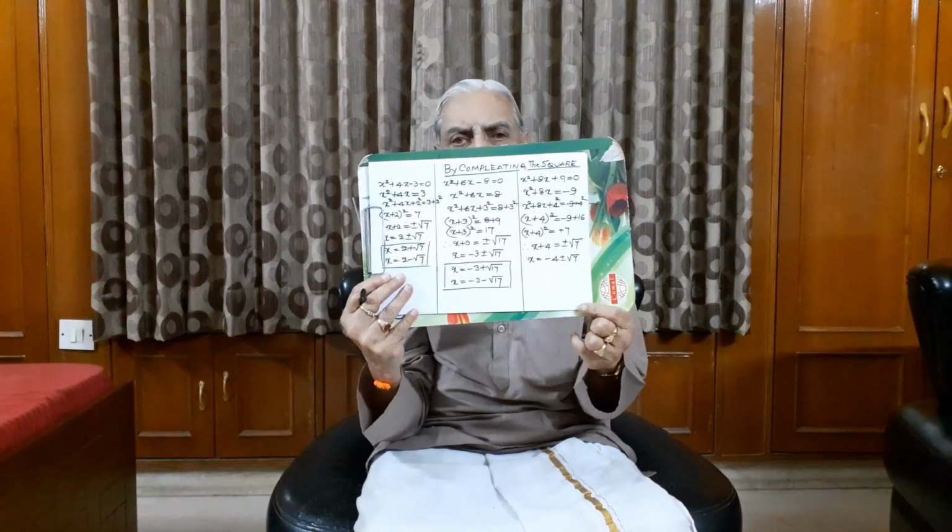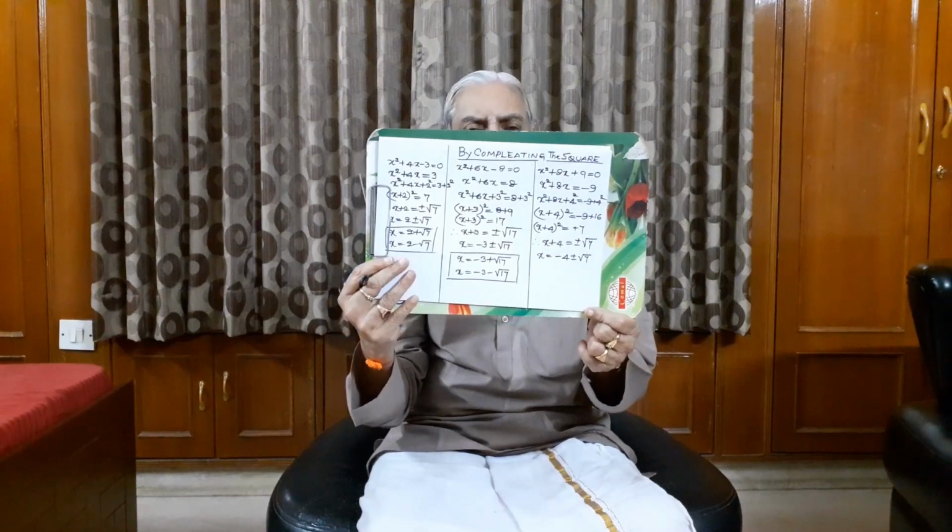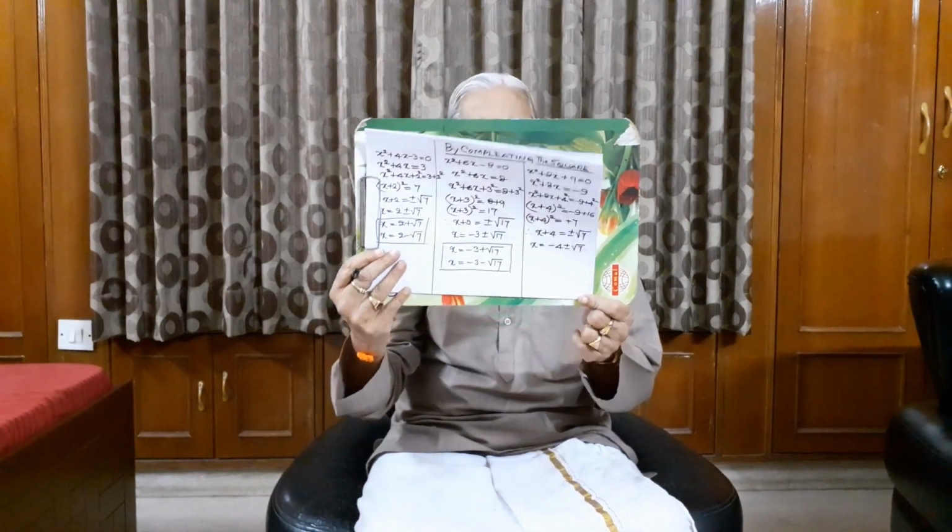Therefore x, what is the value of x? x equals minus 4 plus or minus square root of 7. What are the two roots of the equation now? Minus 4 plus root 7, minus 4 minus root 7 are the two roots of the equation, which I write separately now. So x is equal to minus 4 plus root 7, and x is equal to minus 4 minus root 7. They are the two roots of the equation.